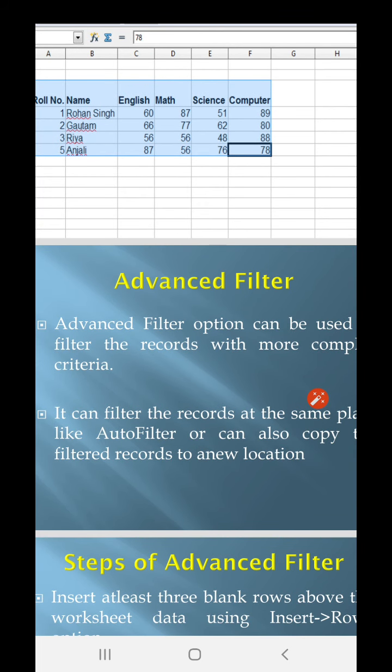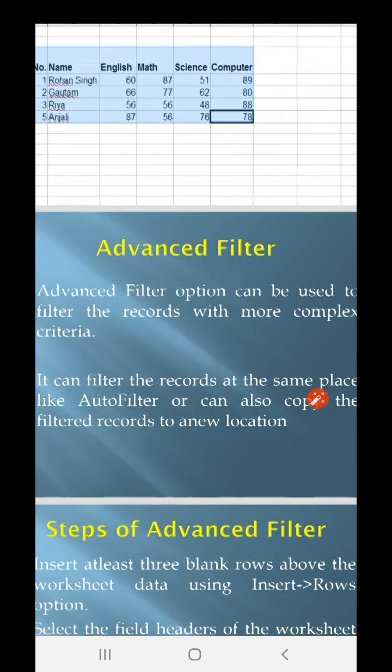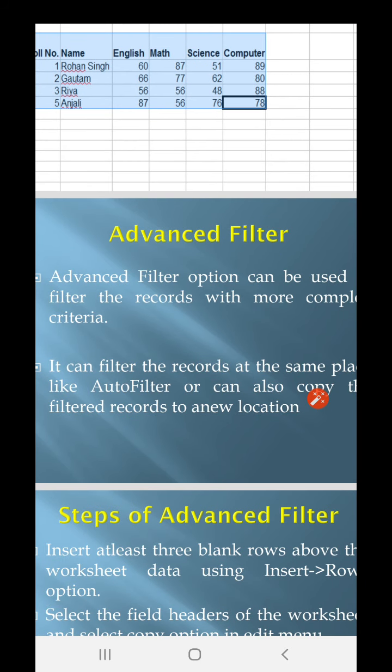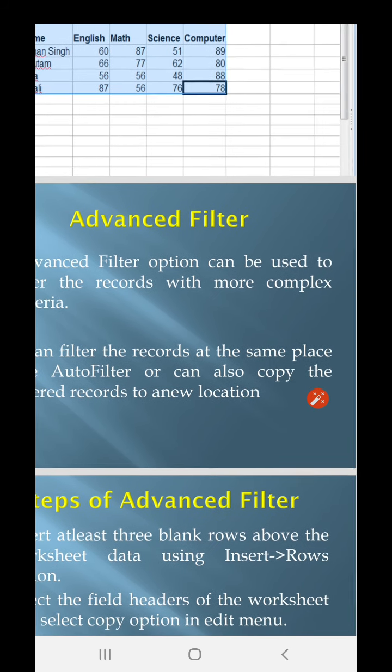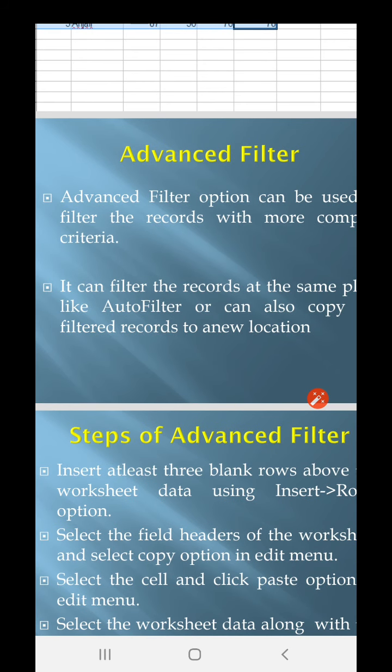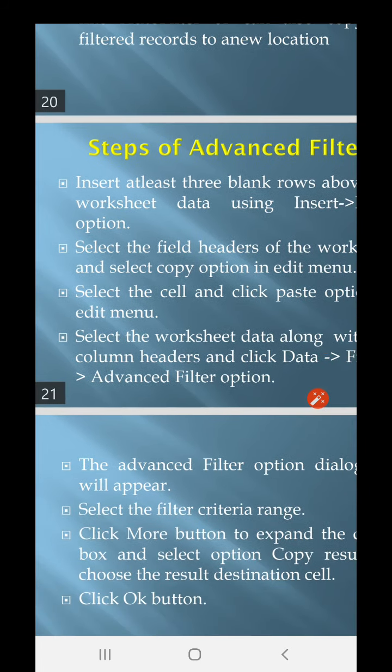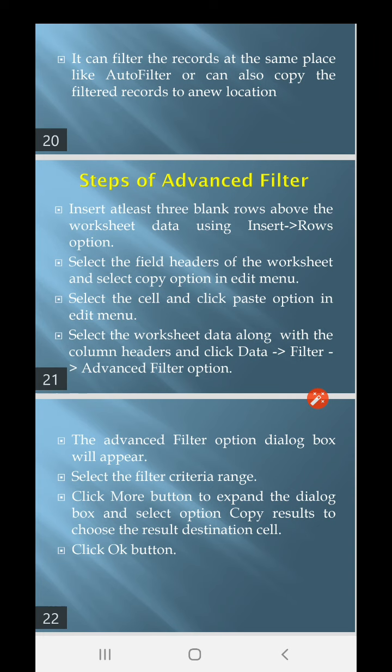Auto filter option is simple. Standard filter option is a little bit complex. Advanced filter is more complex than auto filter and standard filter. It can filter the records at the same place like auto filter, or can also copy the filtered records to a new location. These are the steps of advanced filters.